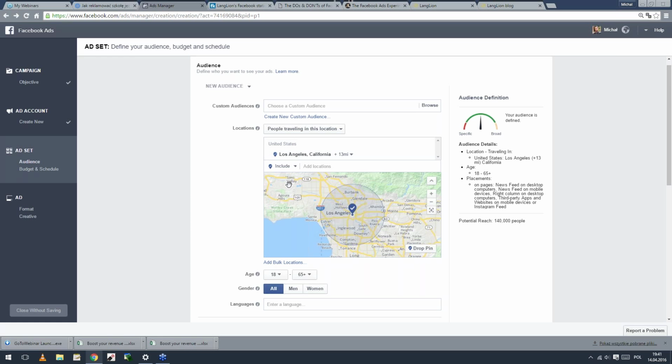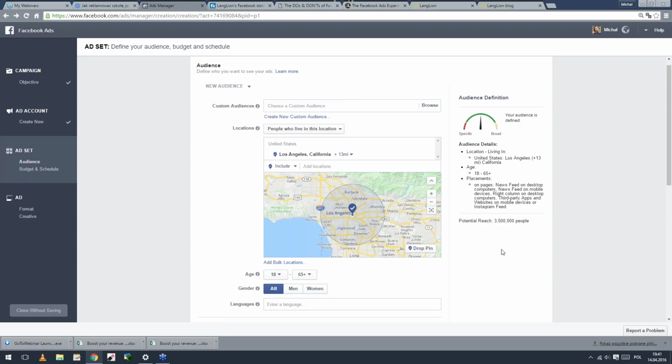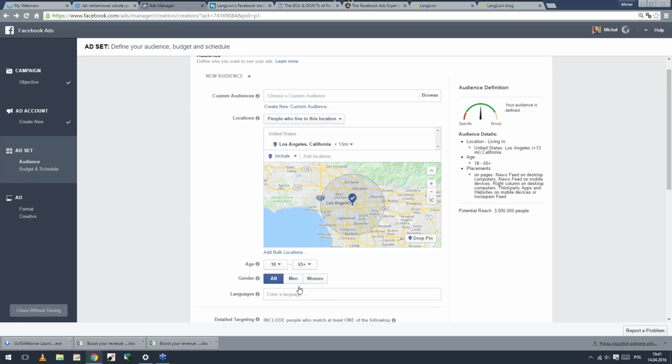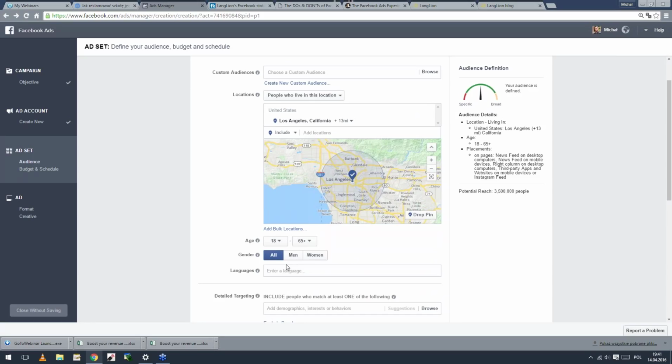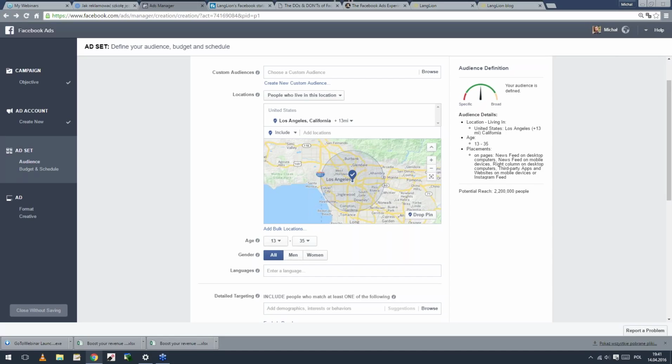Our gauge changed, so now we are seeing it's in the middle. We are interested in California. We are interested in people traveling in this location. Okay, maybe, for example, who live there, because you want to target your people, locals. So 3.5 million. But the age group is too vast. It's 18 to 65. You probably don't want to do this. So let's switch to, for example, 13 to 35, because this is a majority. As you can see, 2,200,000. Still, it's a big number. It's less than before, but still, it's a big reach.